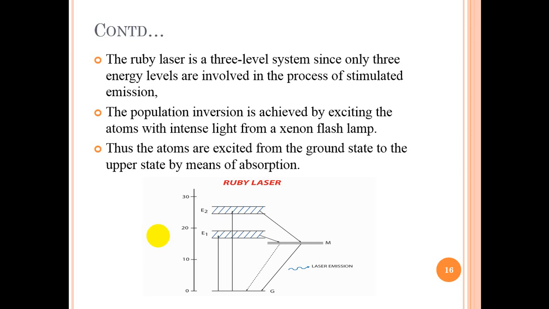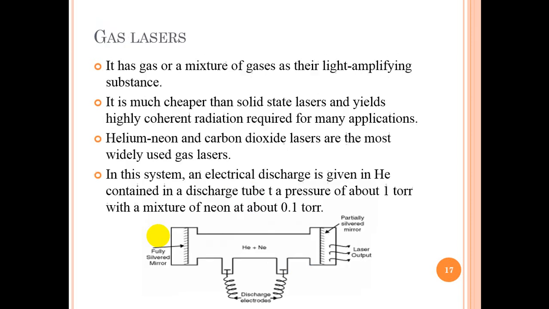The excitation is achieved up to 2 energy levels, that is the E2 and E1 bands of chromium 3+ ions. The ions then decay and go to energy level M. The M level acts as the upper energy level. Transition takes place between the M level and the ground state, resulting in emission of photons.